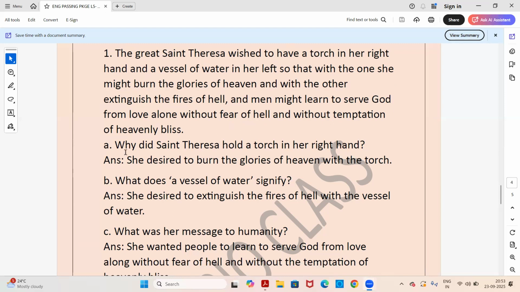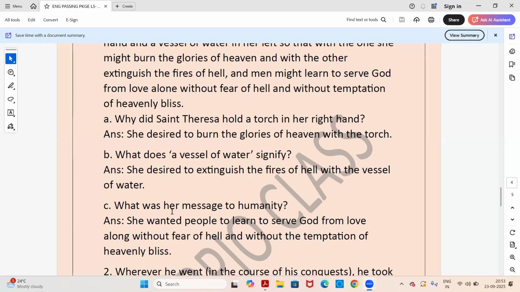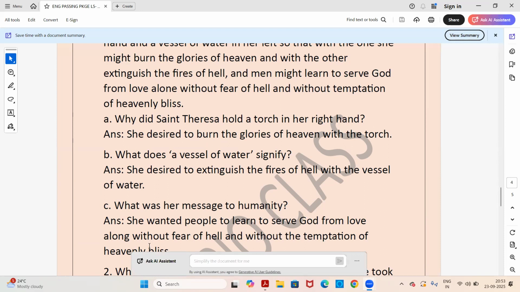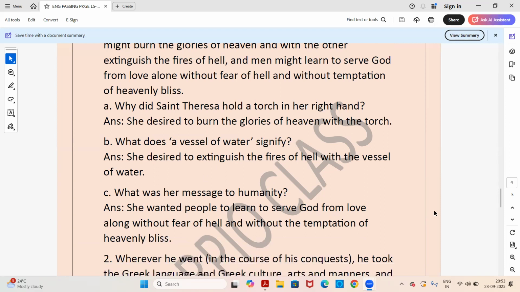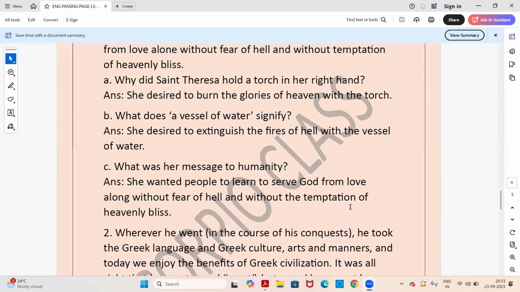First sub question given here is, why did Saint Teresa hold a torch in her right hand? Answer, she desired to burn the glories of heaven with the torch. Next question. What does a vessel of water signify? Answer. She desired to extinguish the fires of hell with the vessel of water. Third sub question. What was her message to humanity? Answer. She wanted people to learn to serve God from love alone, without fear of hell and without the temptation of heavenly bliss. So these are the 3 sub questions of first extract.